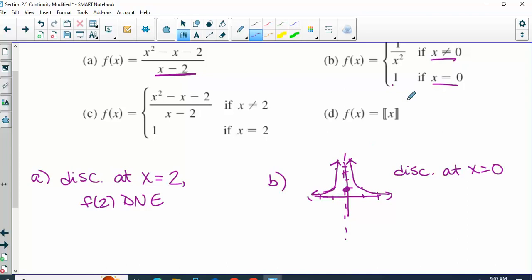Is the function defined at 0? Yes, because of this piece. Does the limit exist at 0? Yeah, both the left and right are going to infinity. So what's my reason? The limit does not equal the function.